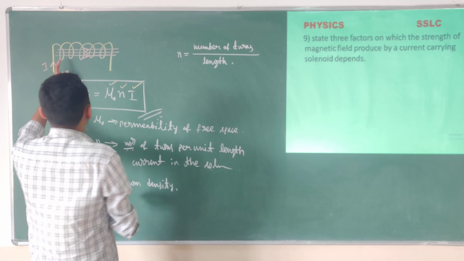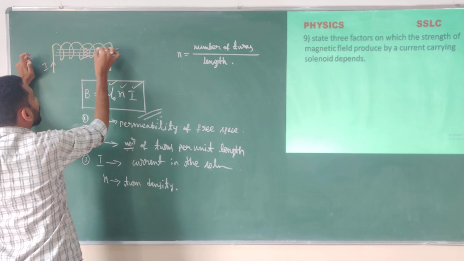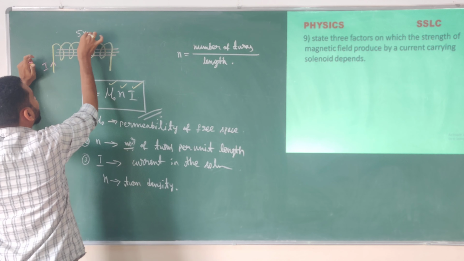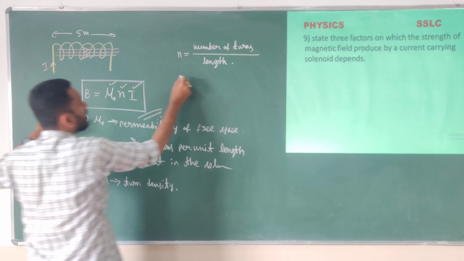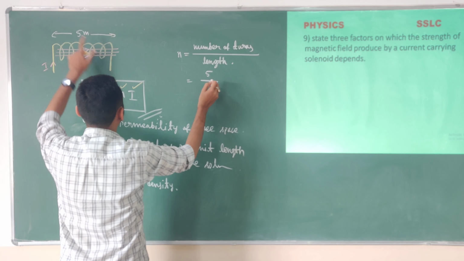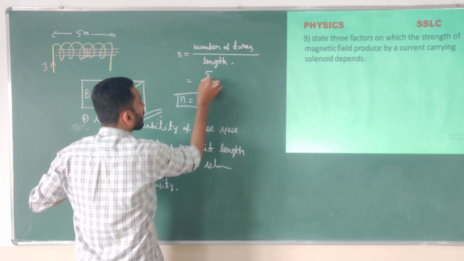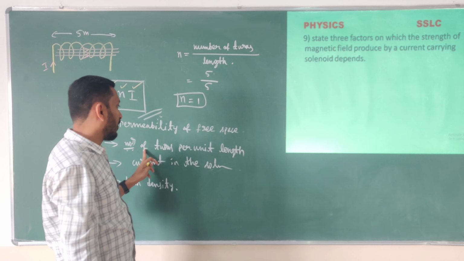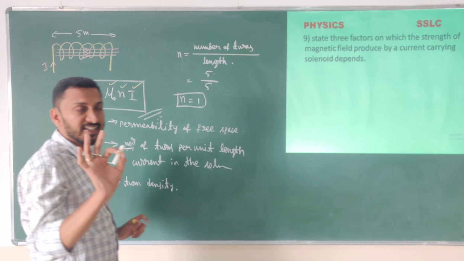Say for example, here we have 1, 2, 3, 4, 5 turns. If it is 5 meter length, 1, 2, 3, 4, 5 turns. So the total number of turns is 5, and the length of this solenoid, say for example, is 5 meter, then turn density will be 5 by 5. So this we call turn density or number of turns per unit length. Small n denotes turn density.